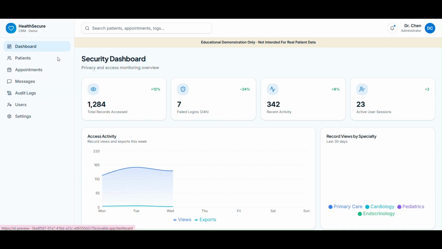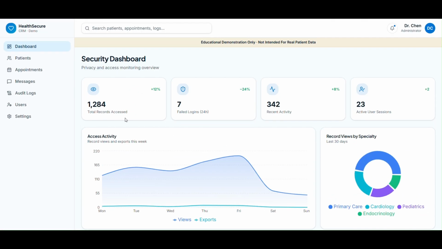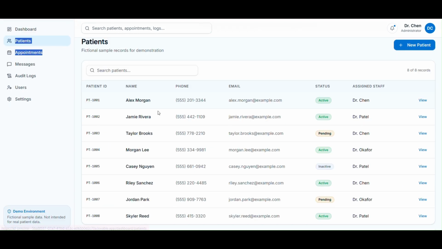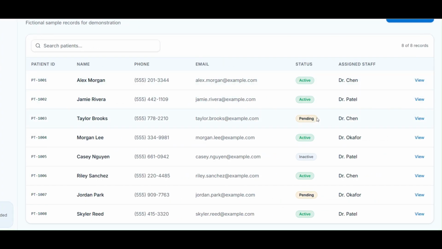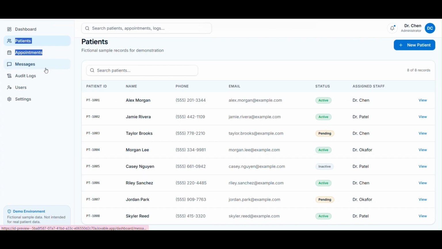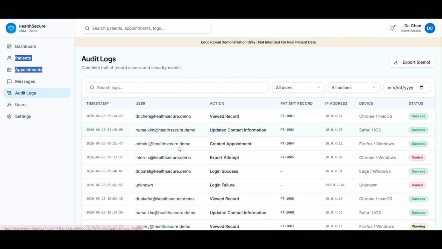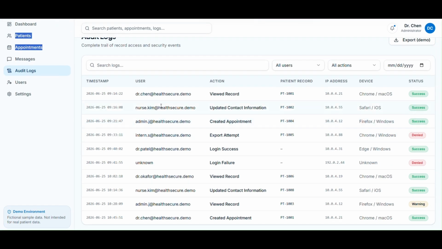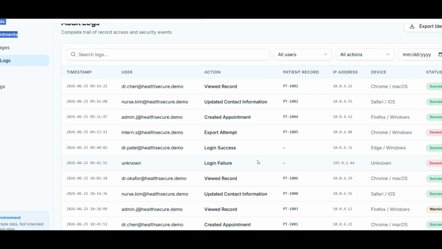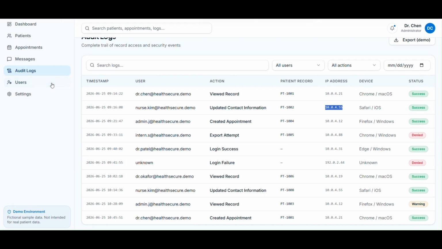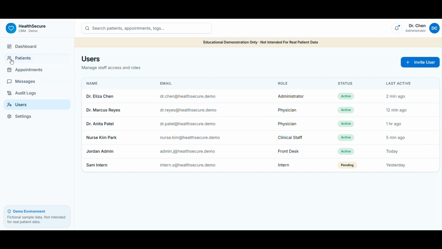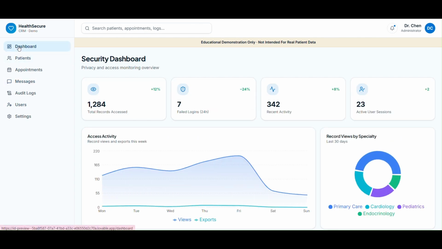So on to the CRM. As you can see, this is a pretty good looking CRM. There is no sensitive information. This is the ID, the name, the phone, the email, the status, and assigned staff. There is not very sensitive information here. The messages, the audit logs, as you can see, the patient data is indeed being audited, but this IP address should not be here. These are the users and all that. This is an example CRM, as you can see here, education demonstration only.